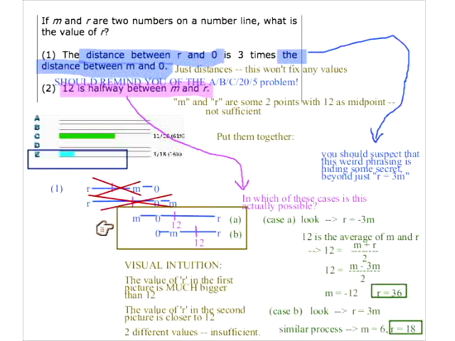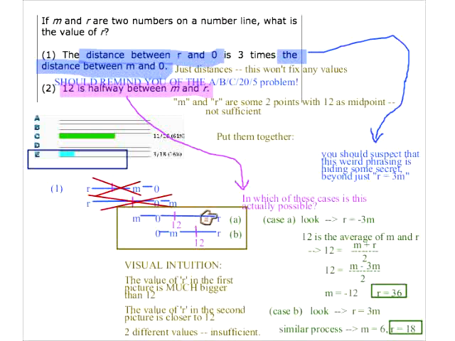Distance is either way. The question is, look at these cases. Case 1 just means that this distance here has to be 3 times this distance here. It's exactly like the other problem in the sense that those distances could be in any direction. You could write a statement like this with absolute values, but then there would be nowhere for you to go with that statement.